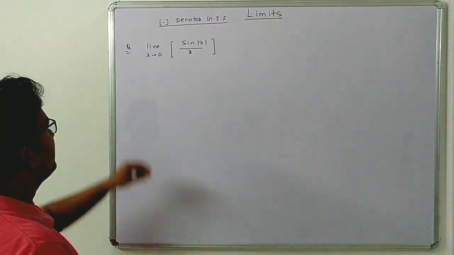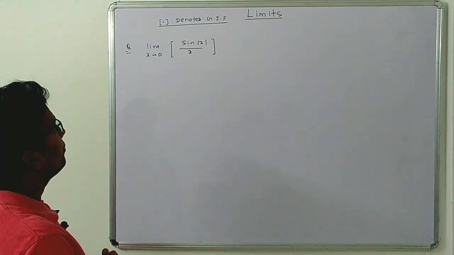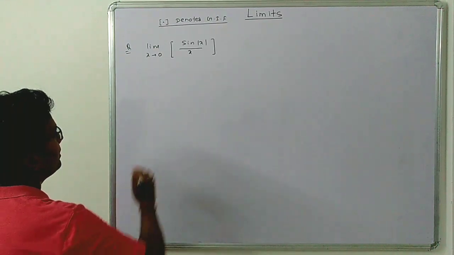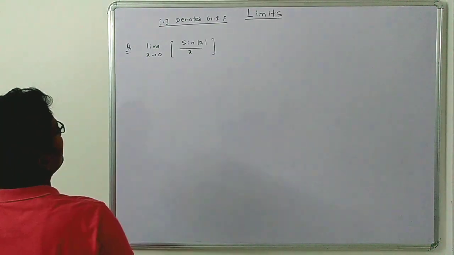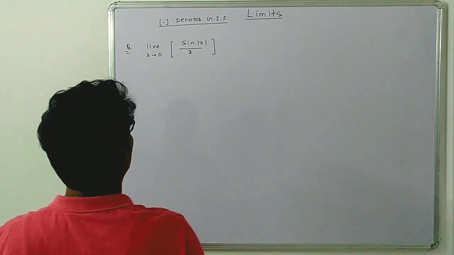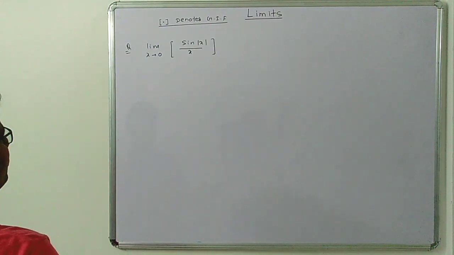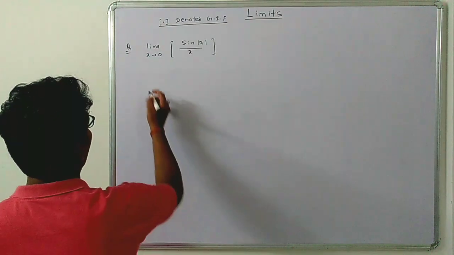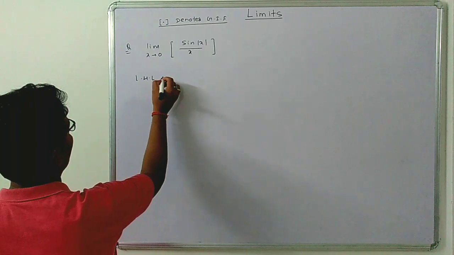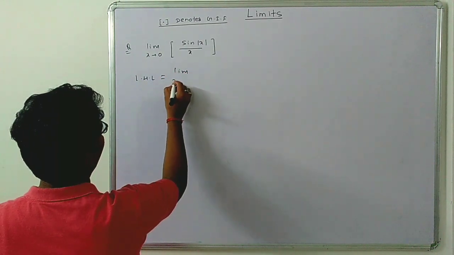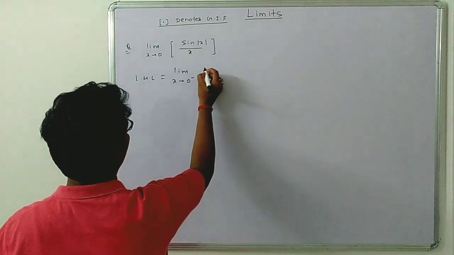The next question is limit x tends to 0 of the greatest integer of sine of mod of x by x. So let's see the solution of this question. First of all, we have to check for 0 plus and 0 minus, meaning we have to find the left hand limit and the right hand limit. The left hand limit is what? Limit x tends to 0 minus.